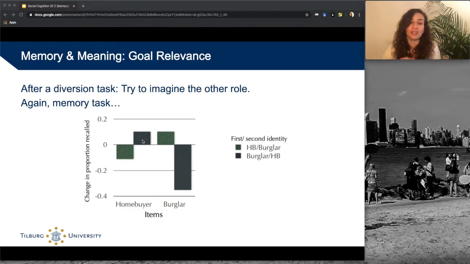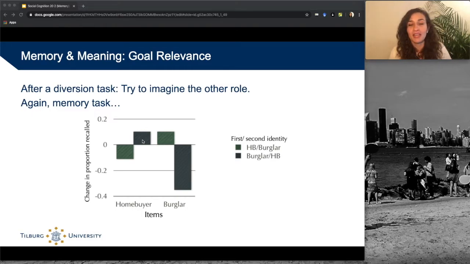And what we see all in all is that information from the first identity was forgotten, and additional information from the second, the new identity, was recalled. So this goes to show that what we do remember actually depends a whole lot on our assignment of relevance to the information that we're thinking about.